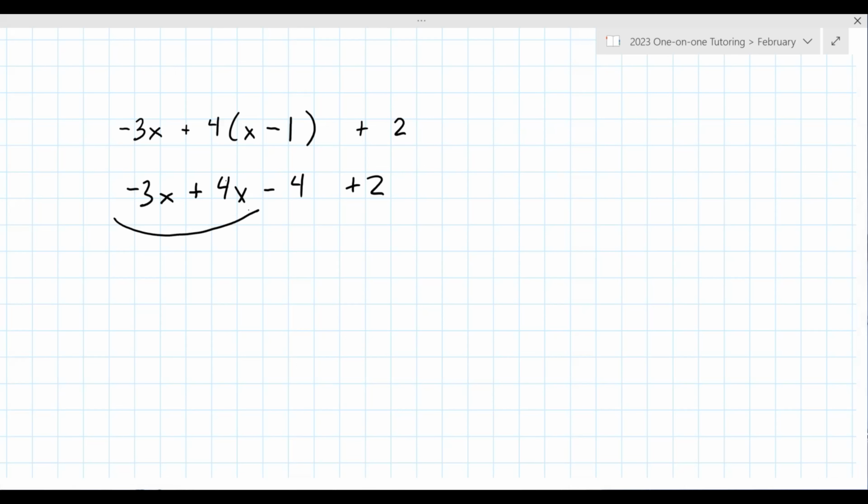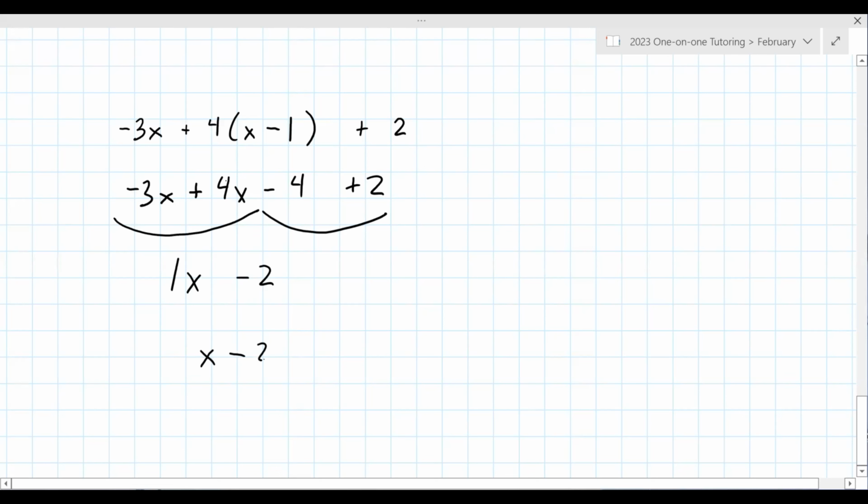1x, good. Minus 4 plus 2. Negative 2. Good. So your final answer would be x minus 2. Okay, all right, so let me know when you get this down in your notes, or if you've got this understood. I'm going to give you one like it to try on your own.